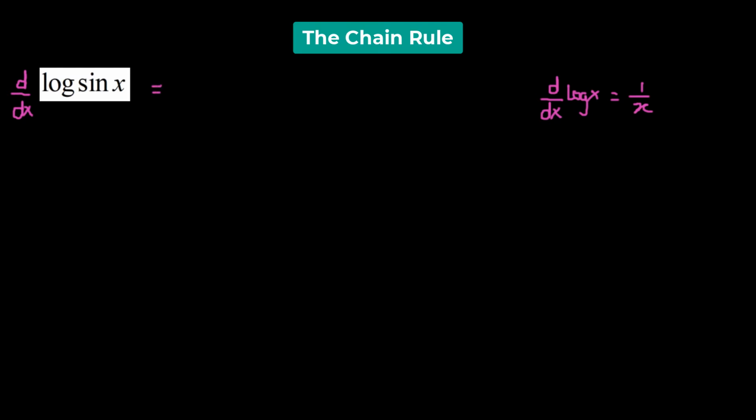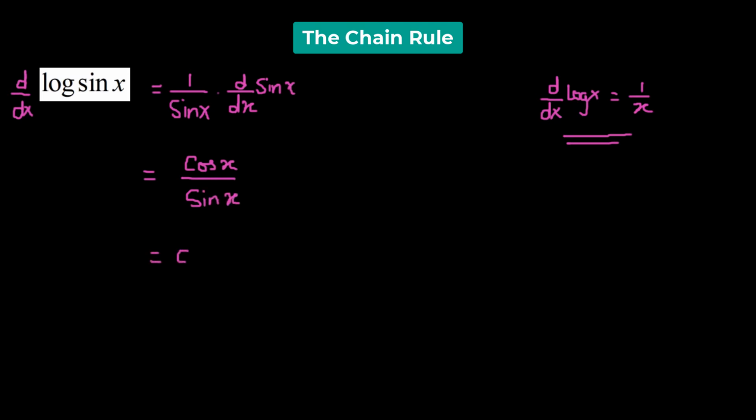If we assume that sine of x is equivalent to x, then the formula for the derivative of log of x will give us 1 over x. So x here is sine of x. But since this is an assumption, we have to multiply it by the derivative of sine x, which is cosine of x. So we have cosine of x over sine of x, which is equal to cot of x. This is the derivative of log of sine x.